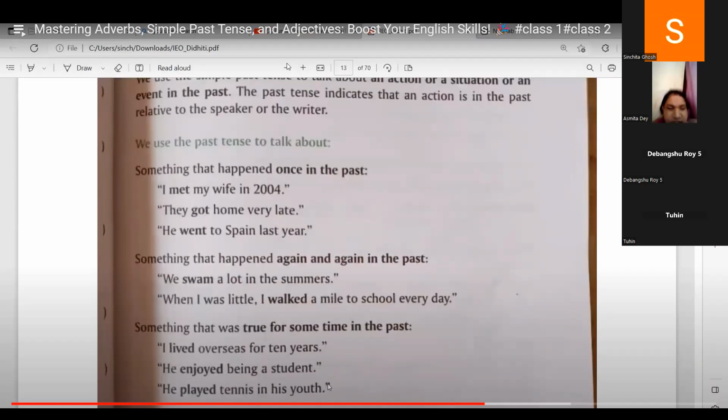In my childhood, I like to go to play in the evening. Very good. Excellent, Tuhin. In my childhood, I used to go to play in the evening. Excellent, Tuhin. Now, Debangshu, tell me.